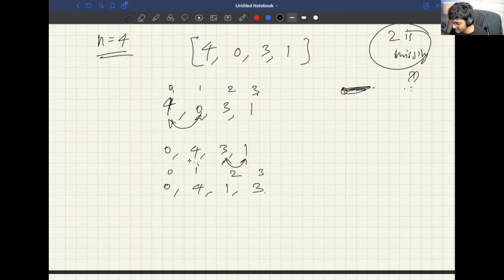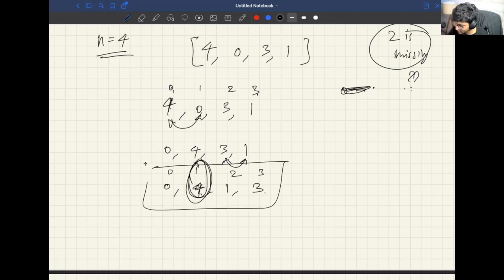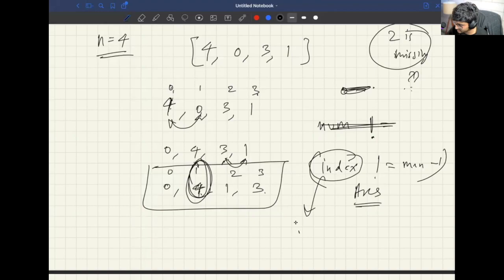After doing all the sorting, the index that is not equal to the number minus 1 is my answer. So answer is basically index plus 1. So in this case, 1 plus 1, 2. Make sense? Sound good?